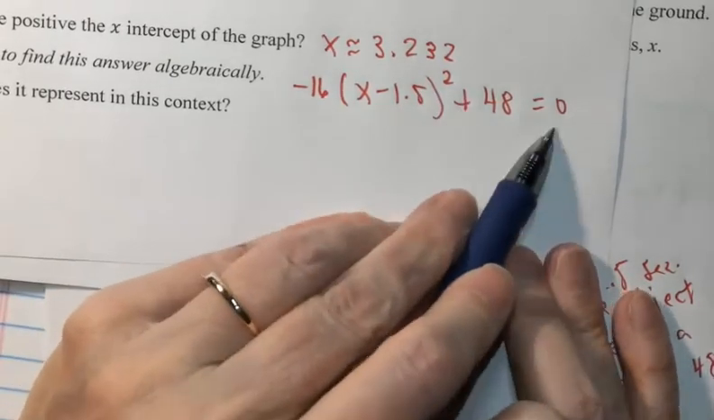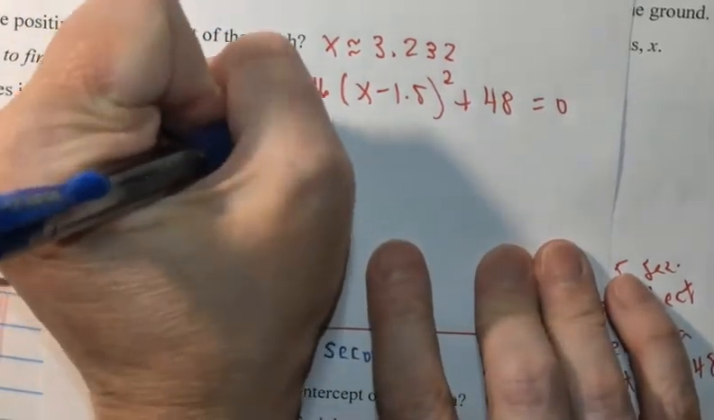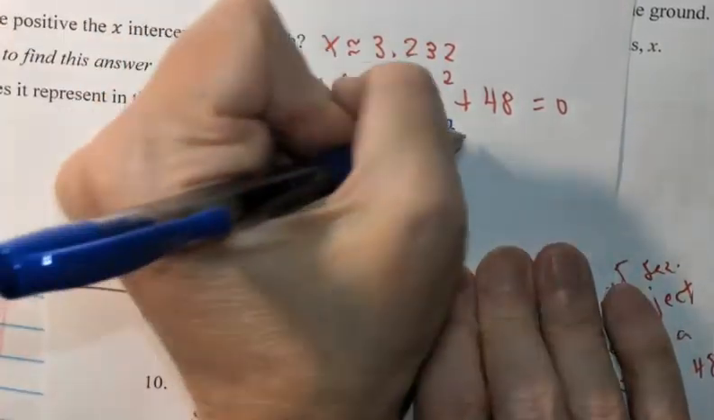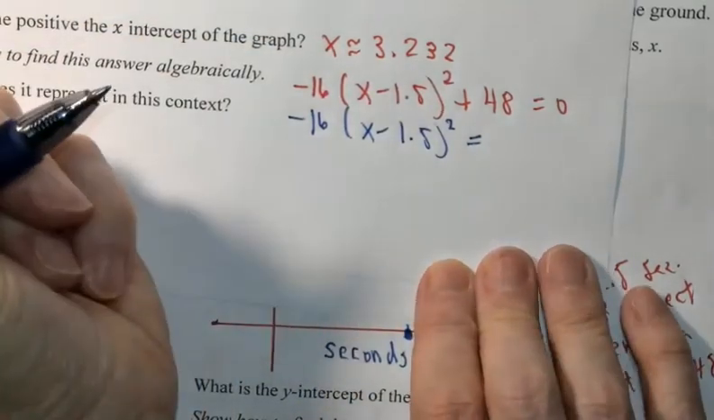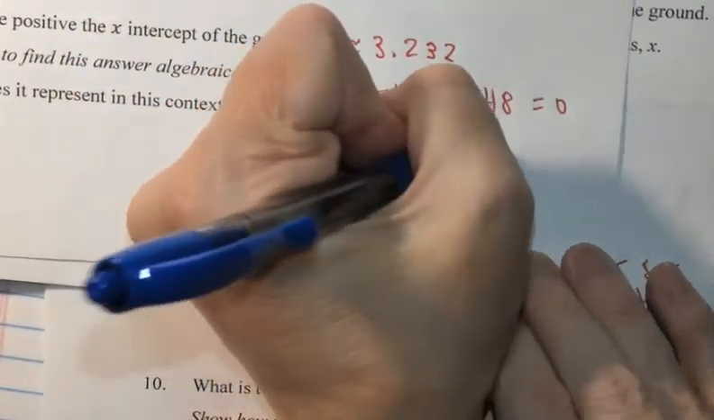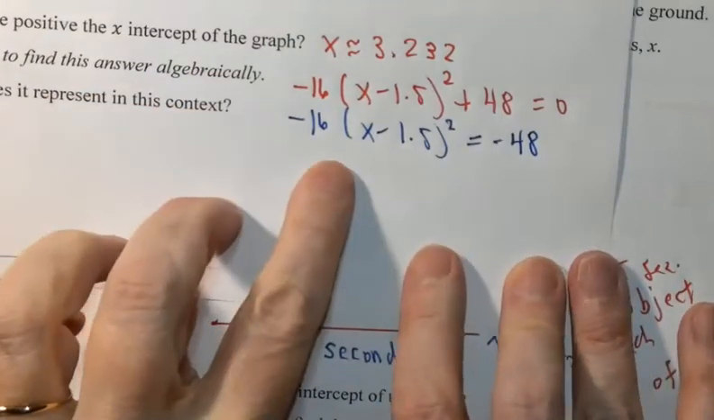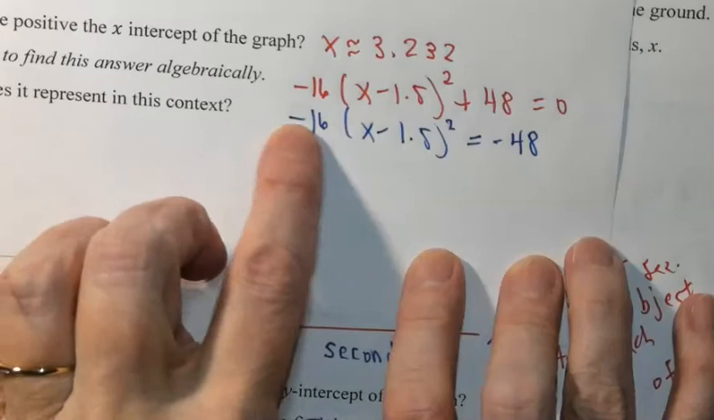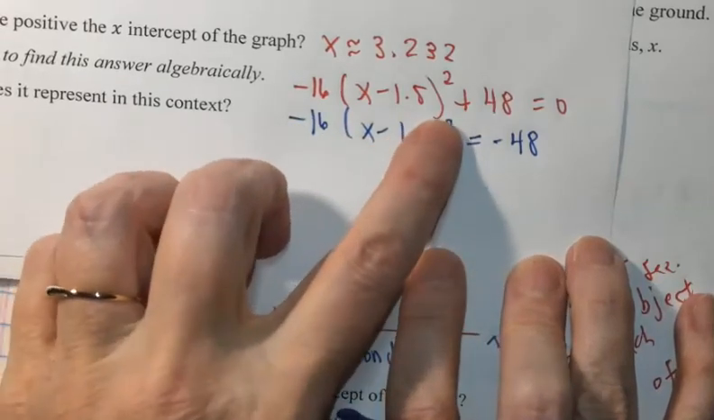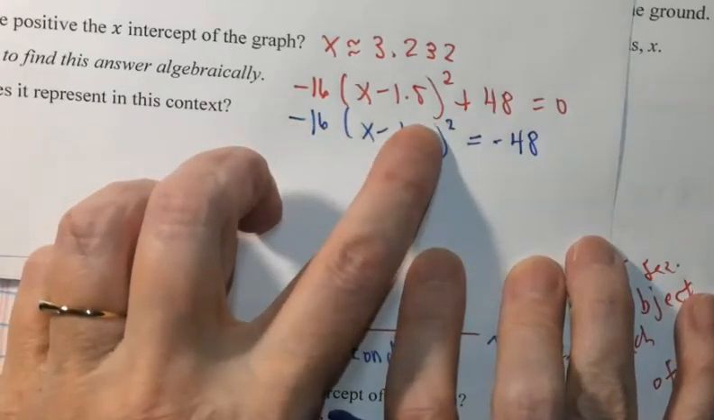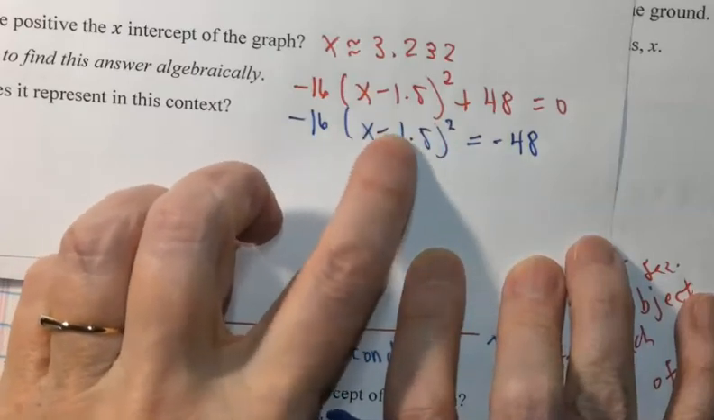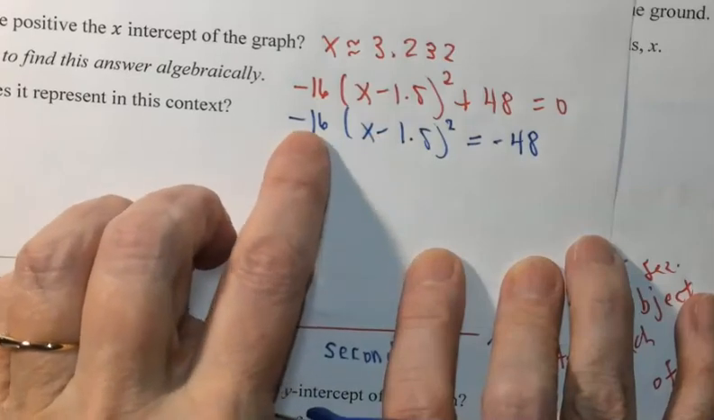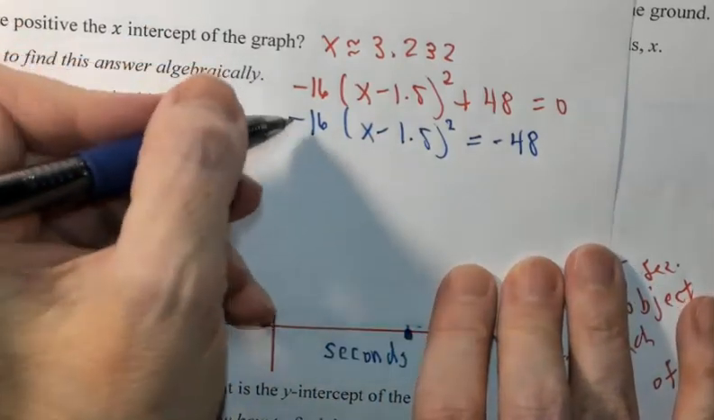So when you subtract 48 from both sides, you'll get negative 16, so this stays. (X minus 1.5) squared, that stays. But the plus 48 will be gone because you subtracted it, and on the other side of the equation will be a negative 48. Okay, the next step in the process is to get rid of this number that's multiplied by this quantity. We can't take the square root yet. Actually, we could, but it would be much more challenging. We definitely don't want to add a number because this is in the parentheses. So we're going to take care of this next by dividing out negative 16.